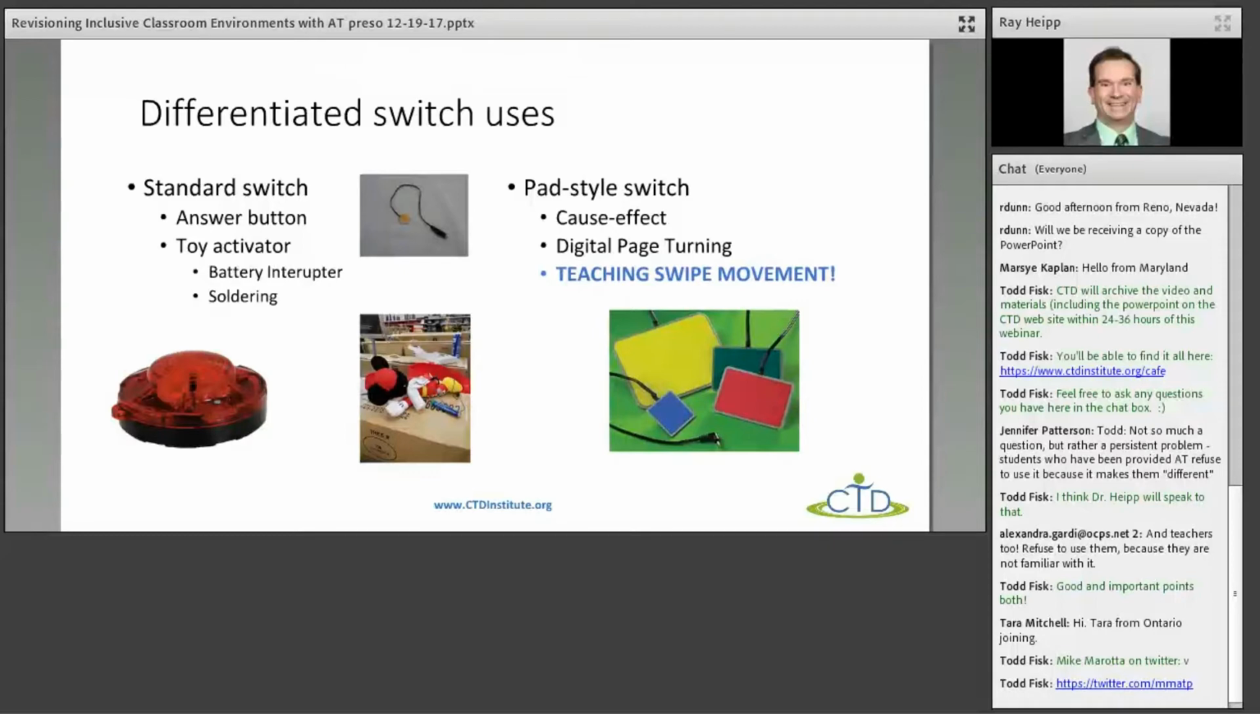But why? What goes on? When we see things like the pad operated switches, those actually are great for training how to swipe too. So even for some of our younger students or our adults that don't understand swiping, they are able to use pad switches to begin to get the idea of how that can go on.